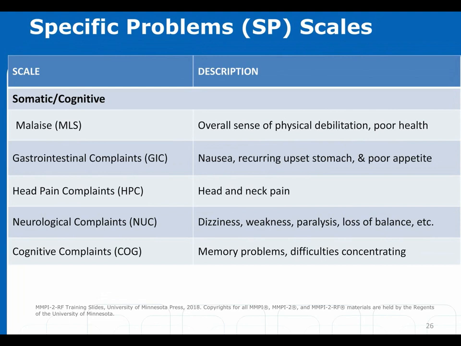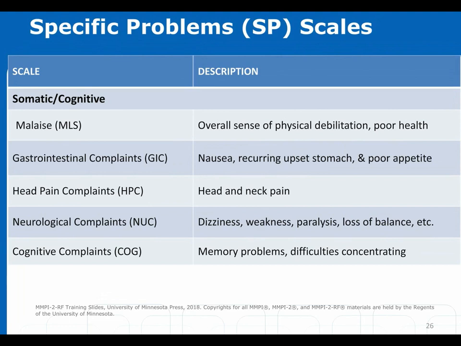So the first domain of specific problem scales that we are going to review are the somatic cognitive specific problem scales. All 5 of these serve as facets of RC1. The first scale here is malaise, which is an overall sense of physical debilitation and poor health. In many ways, this scale is similar to demoralization, except in the case of malaise, this is a non-specific construct to many medical conditions as opposed to psychological problems, as is the case with demoralization.